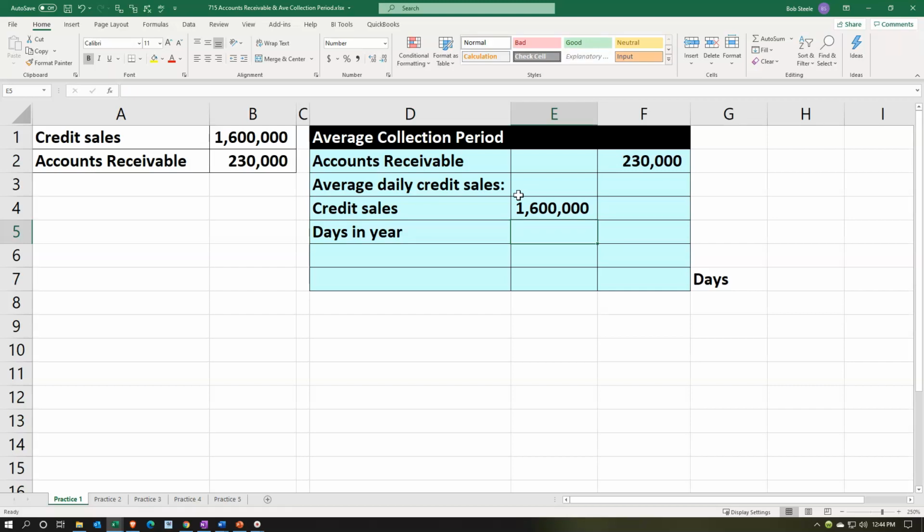But a lot of times we want to make things even. So you might see it with 365. You might see it with 360 sometimes. Why would 360 be used? Because that breaks down the year into 12 even months of 30 even days. So 12 months times 30 even days gives you an even 360. That's going to be the average daily credit sales.